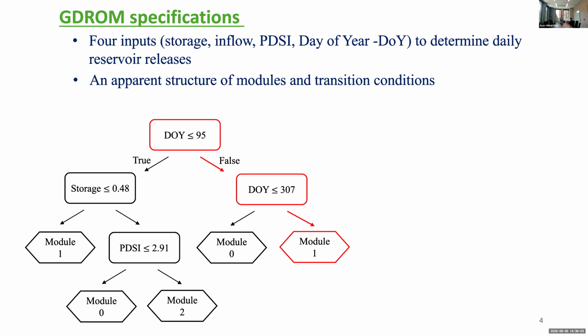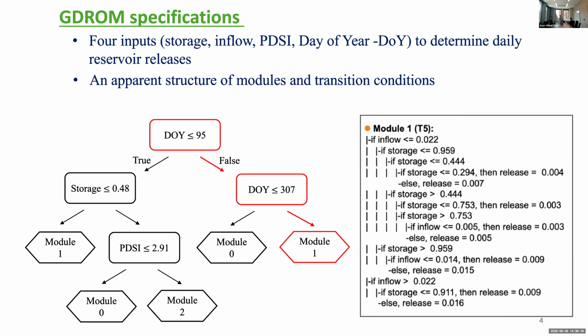It is a tree-based model, right? The red part shows a particular module, like module 1, based on some conditions. What does a module look like? Actually, it is a decision tree. It can be explicitly written in if-then conditions. That's why we can write all modules in a text file, and that makes the accessibility much easier.